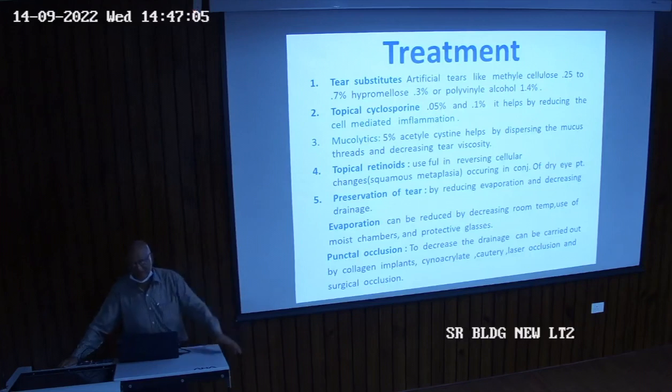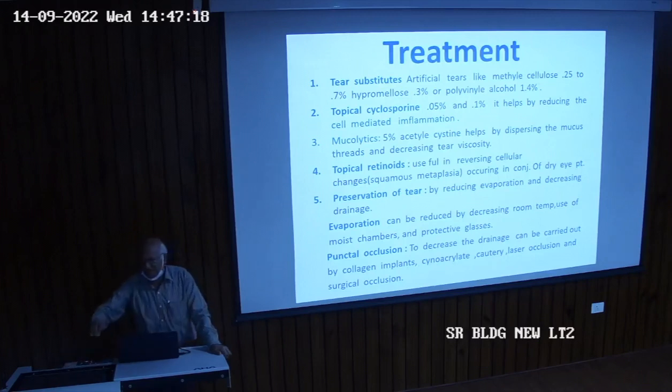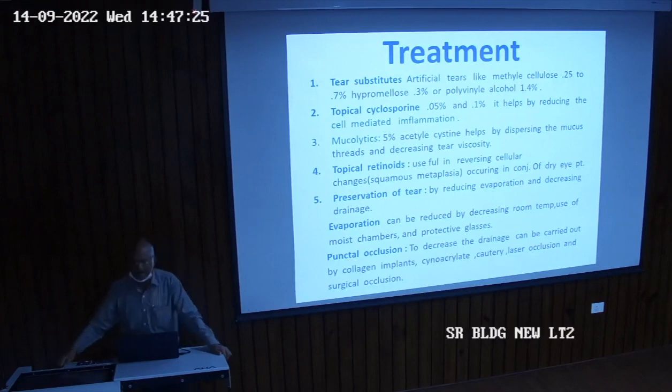Suppose there is a deficiency of tears: by reducing the evaporation and decreasing the drainage, whatever tears are secreted are drained away. Even in a dry eye, if we can inhibit the drainage of the tear, it will not go, it will remain in the eye for a longer period, so there will be no dry eye. How? Evaporation, by reducing the evaporation and decreasing the drainage.